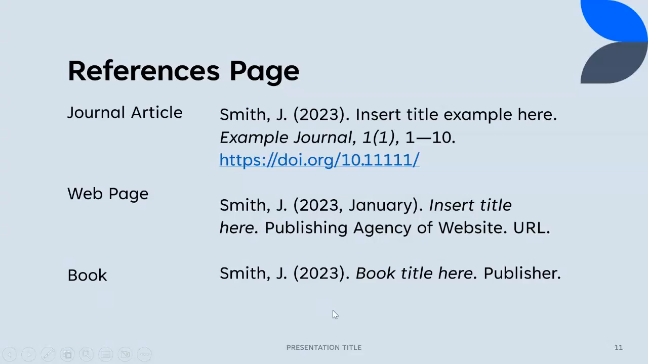And then for a book, it's a little simpler. You have, again, that last name, first initial, middle if they have one, the year that it was published, the book title. Once again, the title is in italics here, different from the journal article. And then you'll have the publisher.